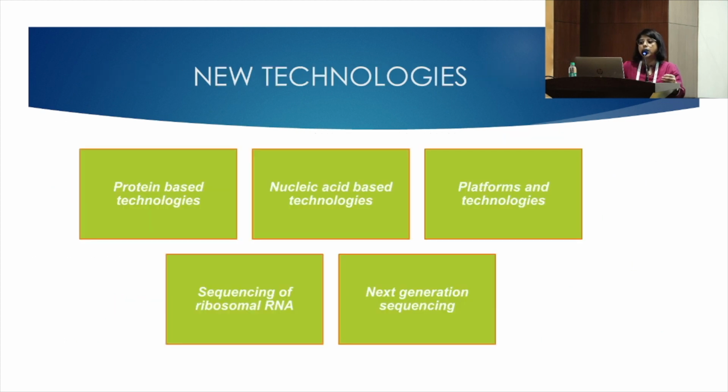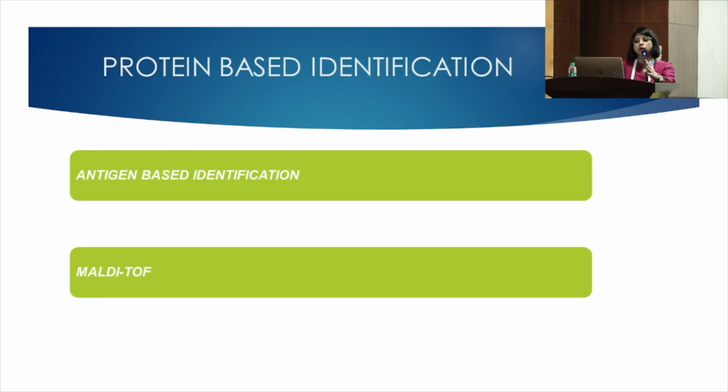Now, the newer technologies which I'll be discussing are protein-based technology, nucleic acid platforms and technology, sequencing of the ribosomal RNA, and next-generation sequencing. There are more biosensors and all, which I think were already mentioned. I won't be touching that. The protein-based identification is antigen-based, which is the most important part of my presentation.